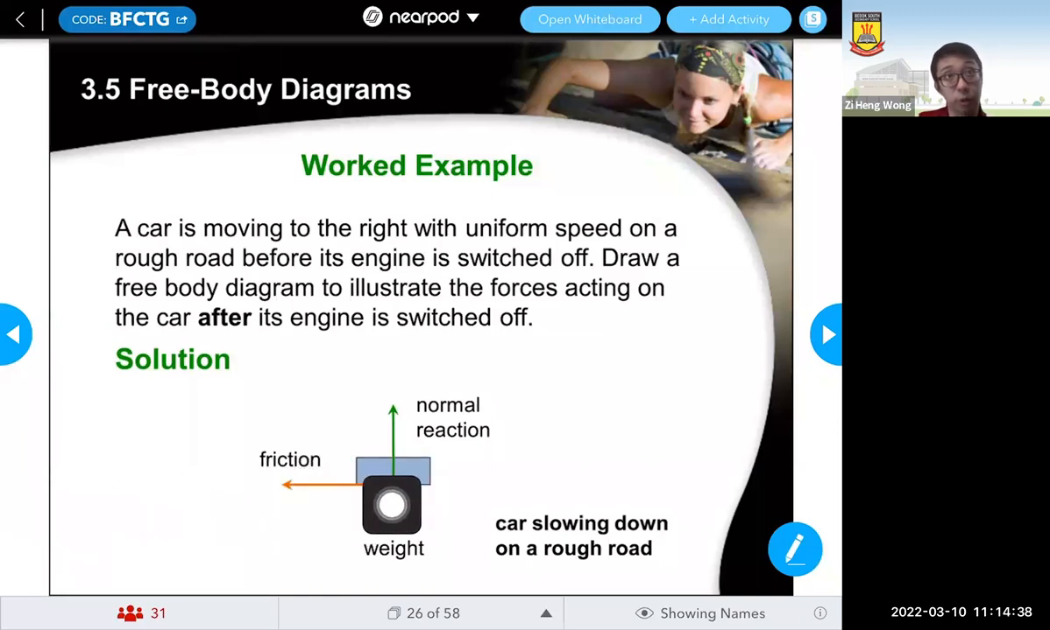Friction, take note, must be drawn along the surface of contact, also as a contact force. Meaning your friction should not be drawn from the center of the object. You draw it along the surface of contact.